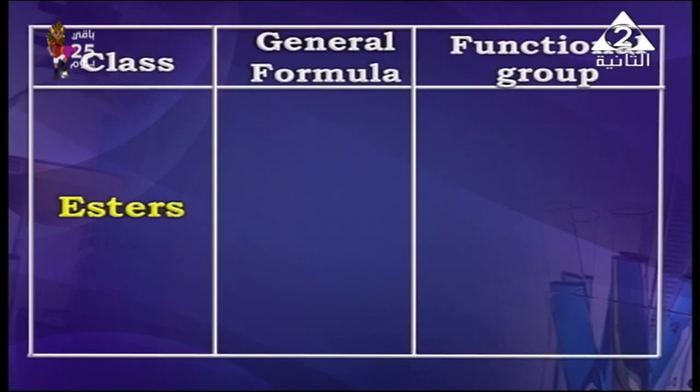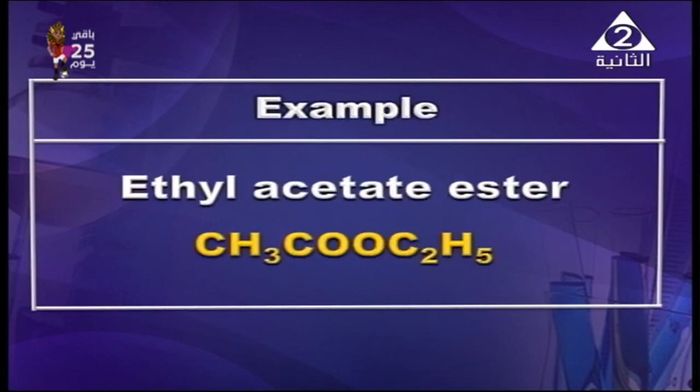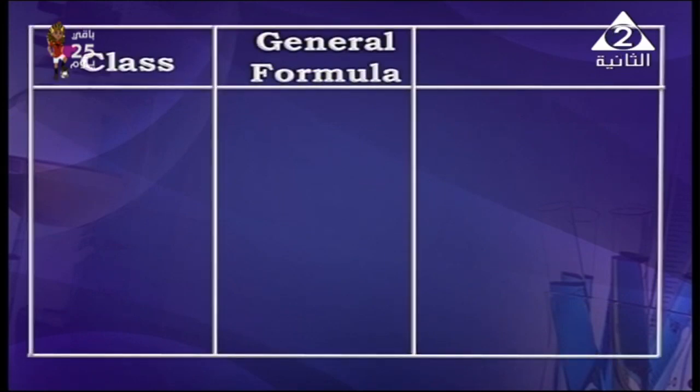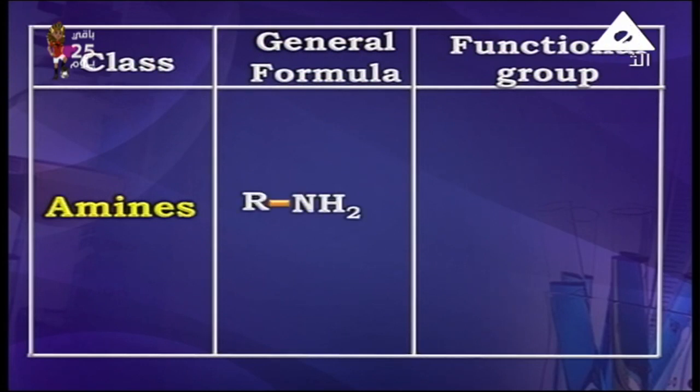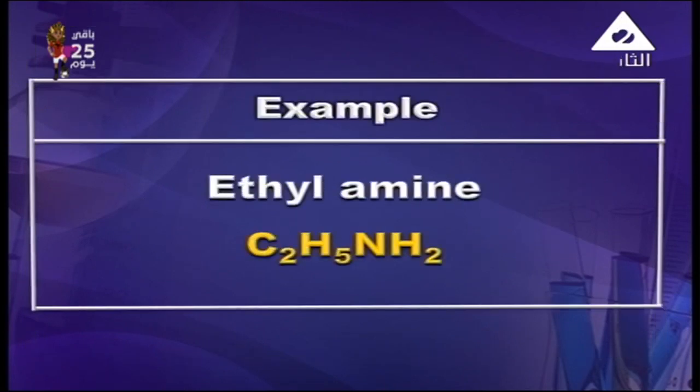The next class is esters, which have general formula RCOOR and functional group ester group, COO. For example, ethyl acetate ester has structural formula CH3COOC2H5. The next class is amines, which have general molecular formula RNH2 and functional group amino group, NH2. For example, ethylamine, C2H5NH2.